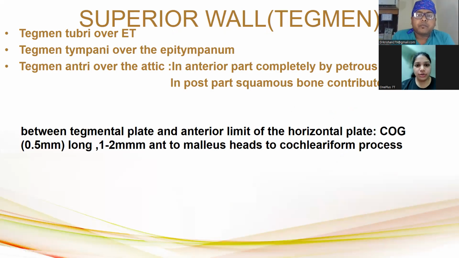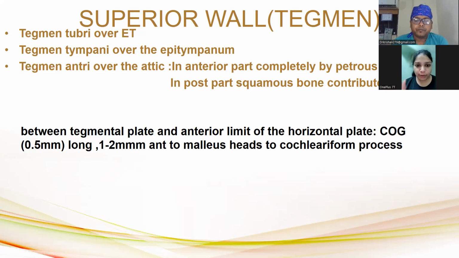Now we are going towards the superior wall. The superior wall is also called the tegmen. The tegmen tympani lies over the eustachian tube, that is tegmen over the epitympanum. The tegmen anterior is over the attic. In the anterior part, it is completely formed by the petrous bone, and in the posterior part, it is formed by the squamous bone. Between the tegmen plate and the anterior limit of the horizontal plate, there is the cog.